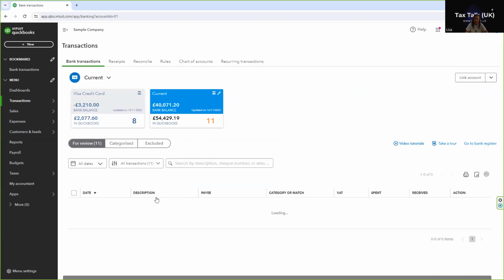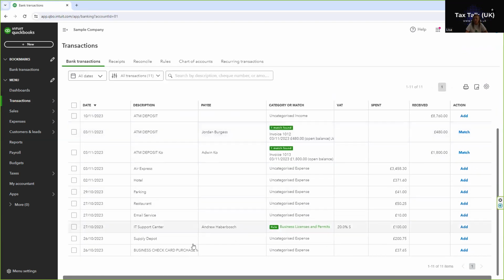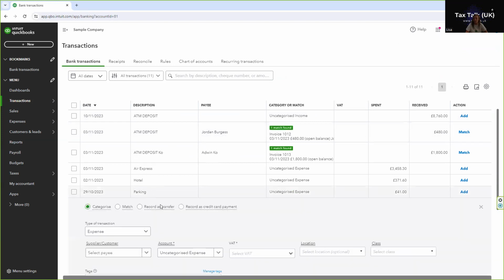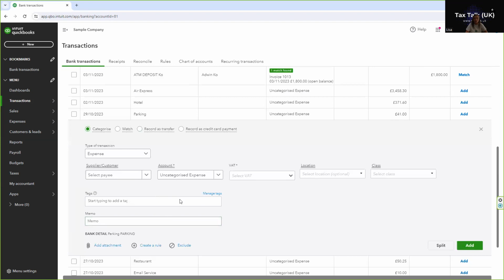So if I head back into the bank transactions that are waiting, you can see here parking, for example, £41. This transaction we paid straight away, and so we don't need to enter a bill and then enter the payment. What we can do is pay this directly from the bank account by categorizing it. And in your QuickBooks software, this transaction is what is known as an expense. So that is the process.